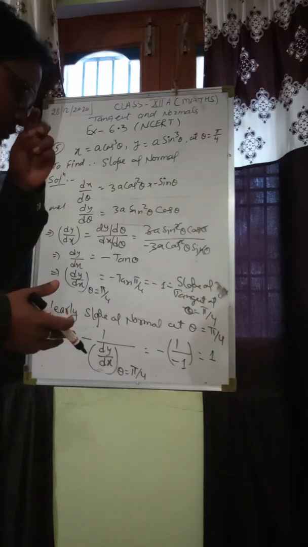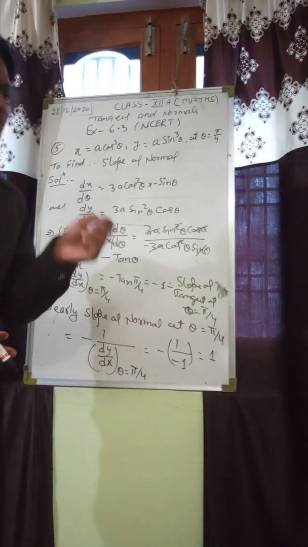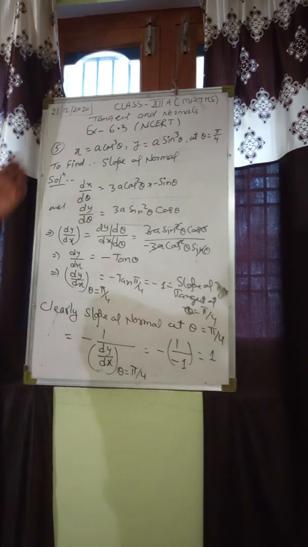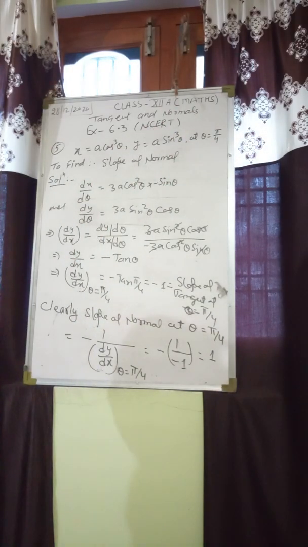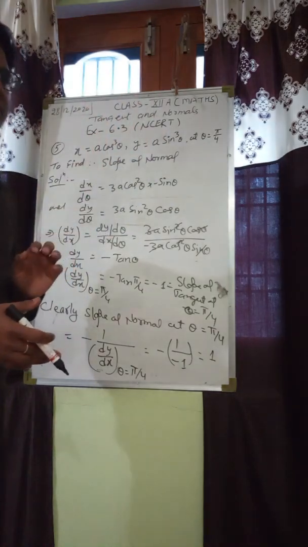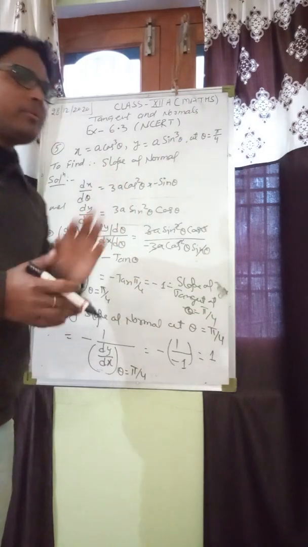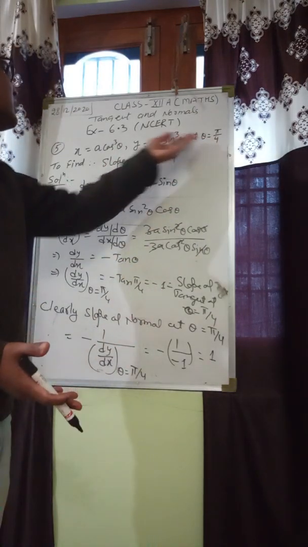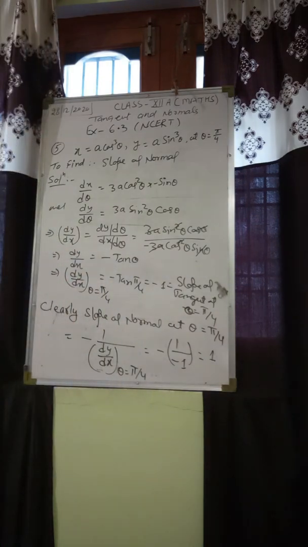You should have x1, y1, that particular point whose coordinate is (x1, y1), from where the tangent and normal pass, but in this case it is not given. It is given that x is this, y is this, and theta is equal to pi by 4. So very simple, put theta equal to pi by 4 here, you will get that particular point.